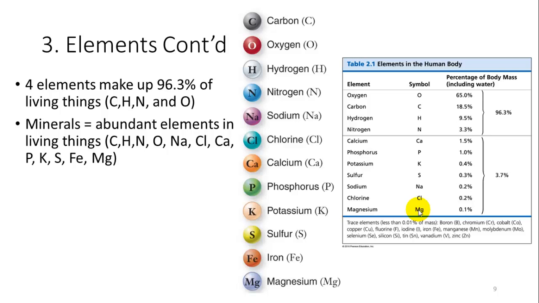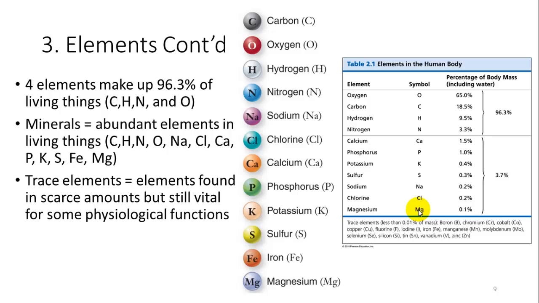And then you also have some which are also vital for life, but are found in very, very small amounts, and these are called trace elements. An example of a trace element is iodine. Iodine is necessary for thyroid hormones to function. If you don't have enough iodine, what happens is your thyroid will actually swell, and it forms this large swelling in your neck called a goiter.